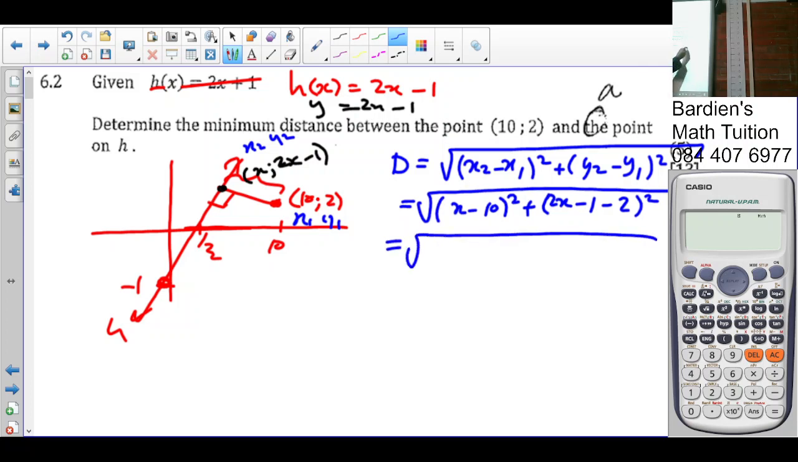Now I'm going to square that out. It gives you x squared minus 20x plus 100 plus, of course, 4x squared minus 12x plus 9.